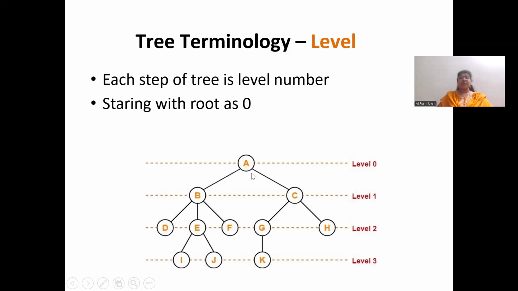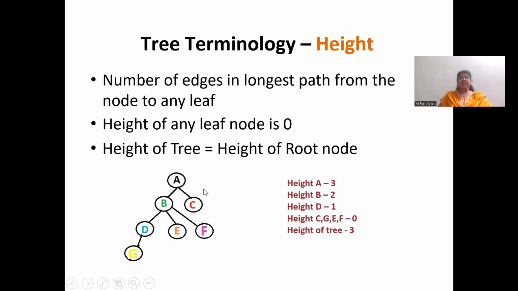Next is level. Level-wise, A is at the 0th level, B and C are at level 1. The next level is 2, 3, etc. And height. Height is the longest path from the particular node to any leaf. So what is the height of A? This is 1, this is 2, this is the third level. So 1, 2, 3, the height of A will be 3. For B, it is having one level down and the next level down, so B is 2.